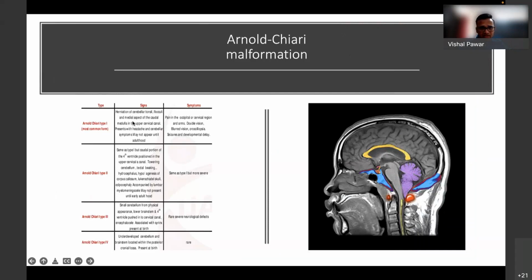There is a compression of the cerebellar tonsil and the brainstem at the level of the cervicovertebral junction. There can be a variety of symptoms like pain in the occipital or cervical region and arms, double vision, blurred vision, oscillopsia, seizures. Developmental seizures can happen because of cortical involvement. Developmental delay also happens because of cerebral involvement. There are four types of Arnold-Chiari, the most common being type 1. So it is very important not to miss this in patients with chronic vestibular syndrome.